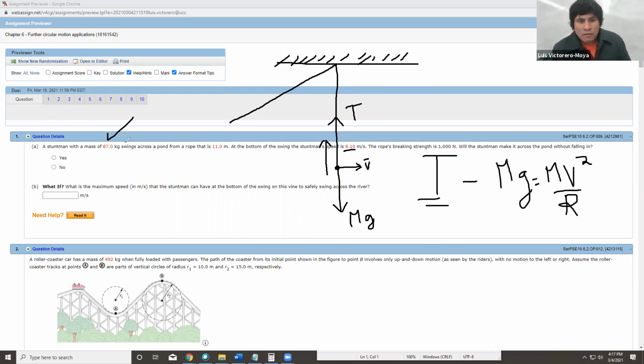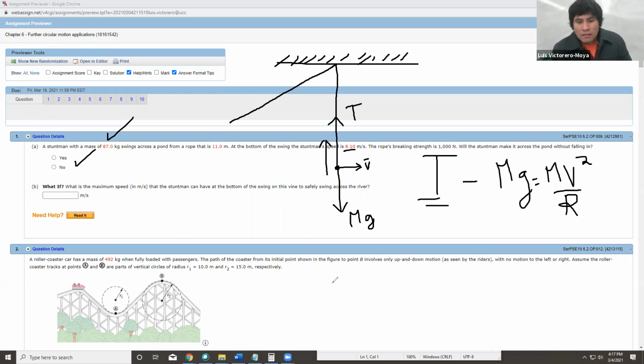The mass is given, gravity is 9.8, the speed is given, the radius is given, and then you find the tension. You can answer this. And then, what is the maximum speed? To know the maximum speed, you want to set this equal to 1,000, so he can safely cross the river.